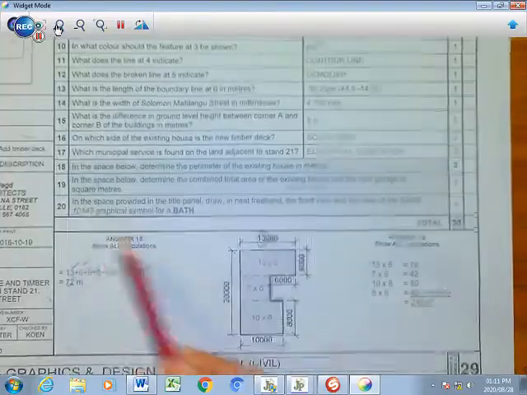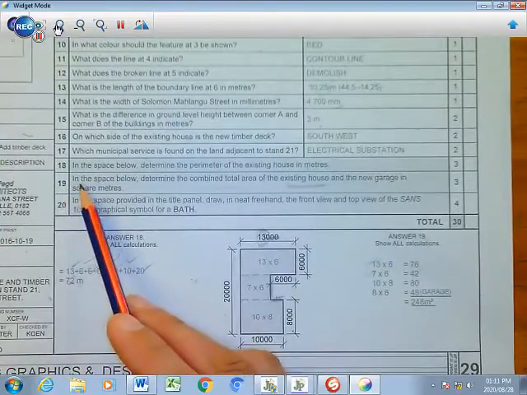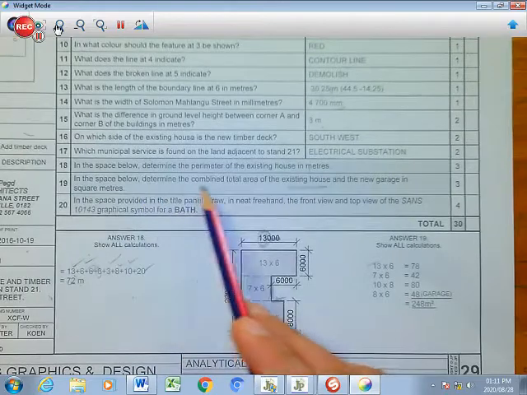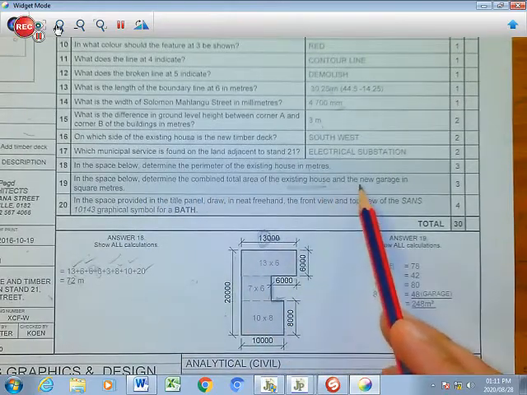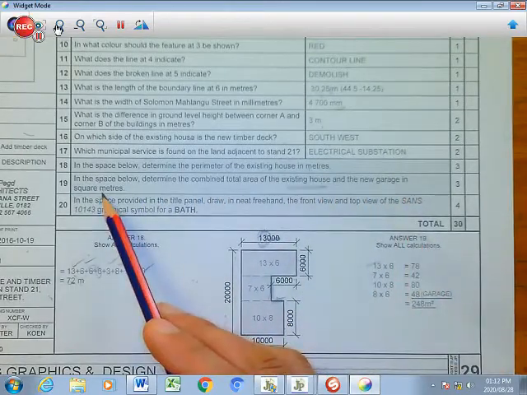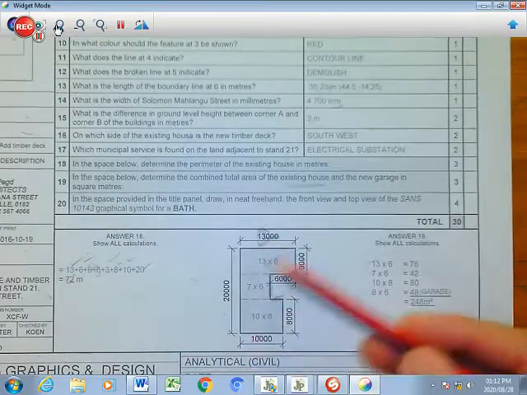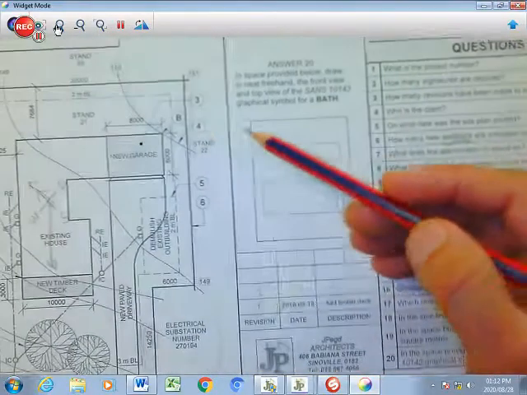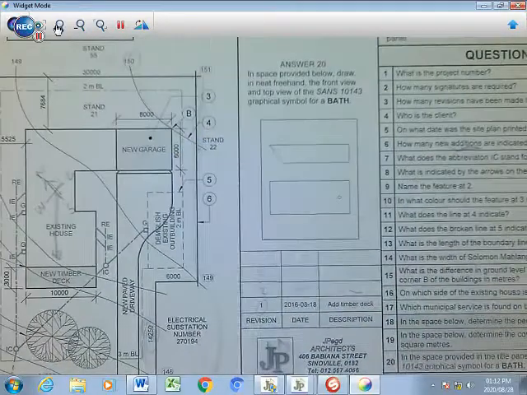Then lastly, they ask, number 19, in the space below, determine the combined area of the existing house and the new garage in meters. The existing house, which is that, and the garage in meters, right? A combined area.